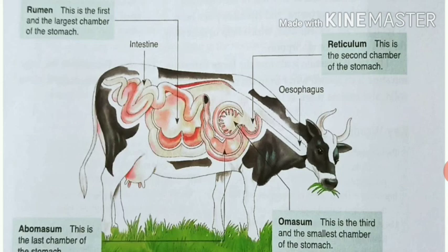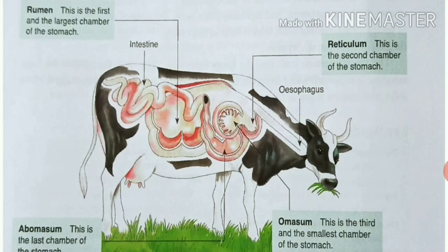So you just see that in the first part of the stomach, that is the rumen, there are billions of bacteria and protozoa which help in the digestion of cellulose. So what do they do? They break down the fiber called cellulose found in hay and grasses. In grasses cellulose is there and it is very hard to digest. So that's why the bacteria and protozoa present in the rumen help to break down this cellulose.